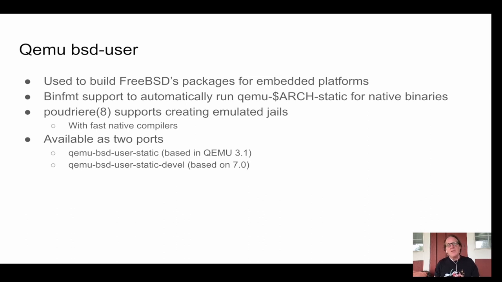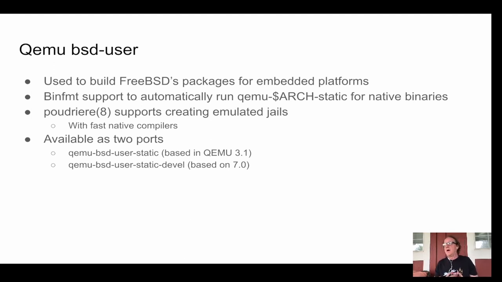The binary format support that FreeBSD has allows the kernel to take files that match arbitrary patterns and run arbitrary programs when it sees those executed, which allows for seamless integration. If you set this up, you can run an ARMv7, ARM64, or PowerPC binary on an AMD64 host and potentially not even know that you're doing this.